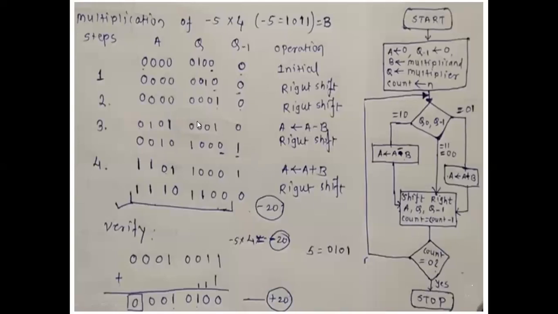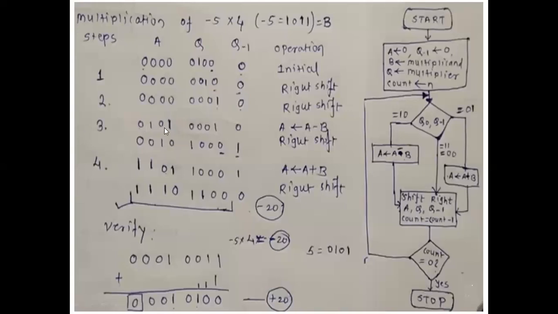We move to the next step, comparing Q0 and Q minus 1. After the shift, we obtained the same 0 0, meaning the value at Q0 is 0 and Q minus 1 is 0. Once again, we perform a right shift operation. After this right shift, what will happen? We got the value 1 0, so here we have 1 0 1 0. If the Q0 value is 1 and Q minus 1 is 0, we perform the A becomes A minus B operation. We are going to perform it.